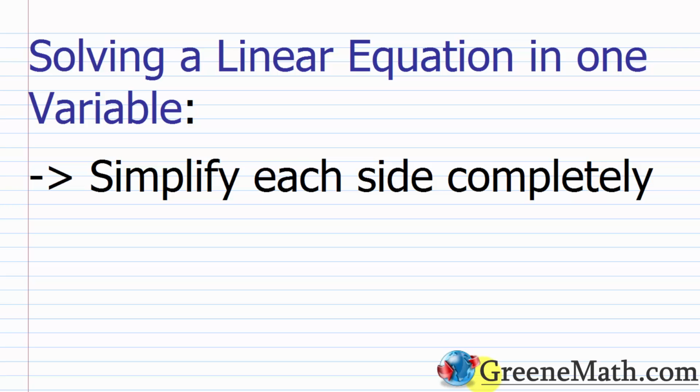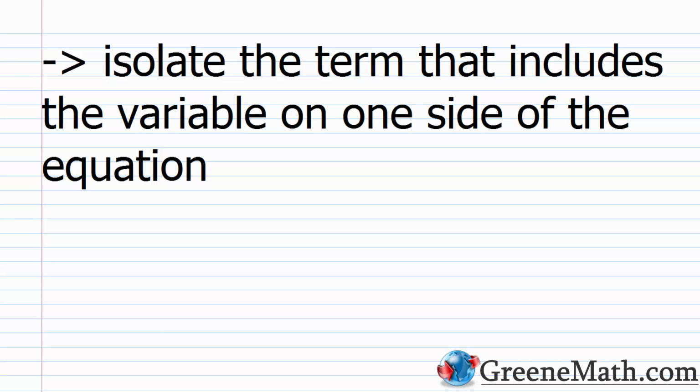All right, so the first thing you want to do is simplify each side completely. Some of the things you're going to have to do, you are going to have to combine any like terms that you might have on each side, and you're also going to want to remove any parentheses that you have using the distributive property.